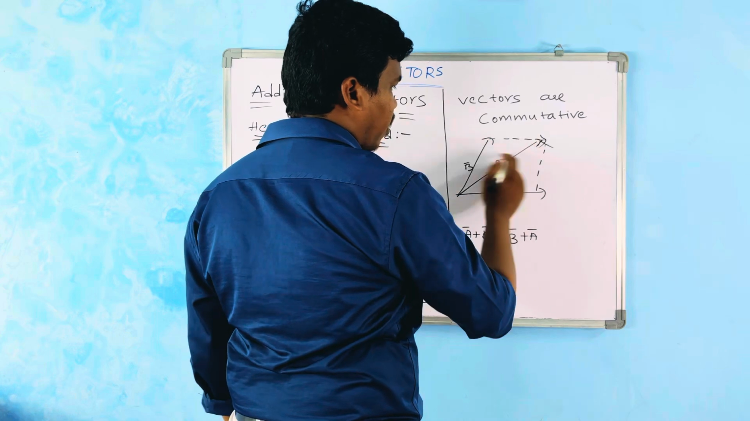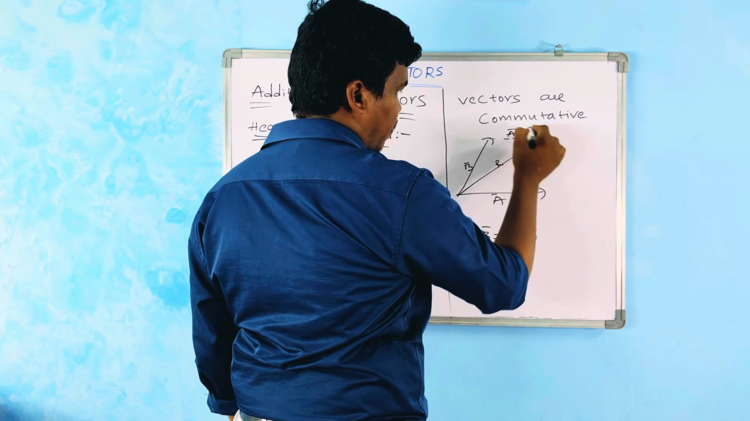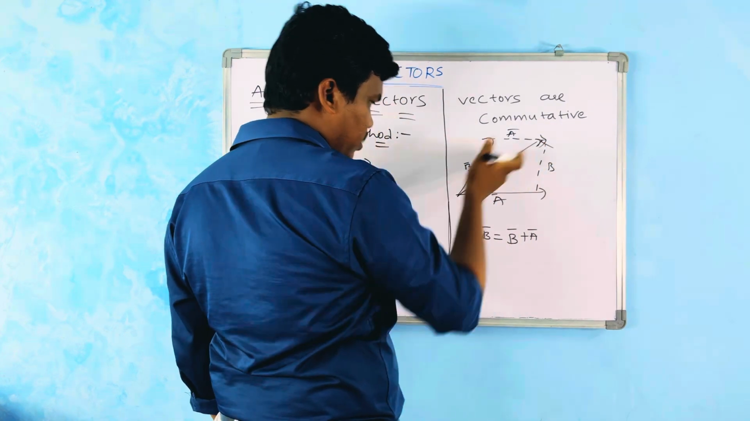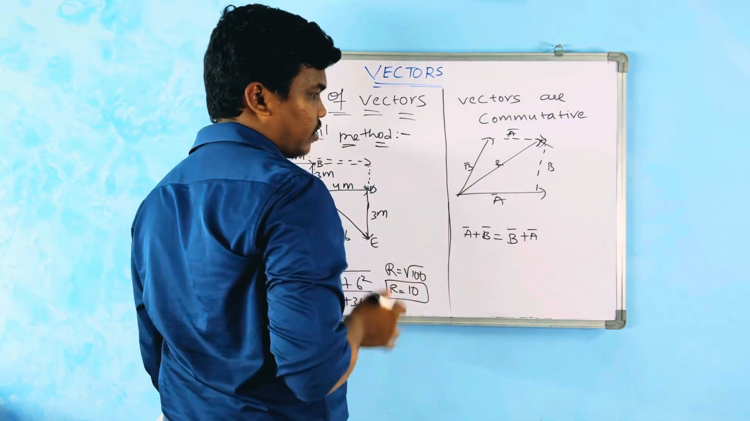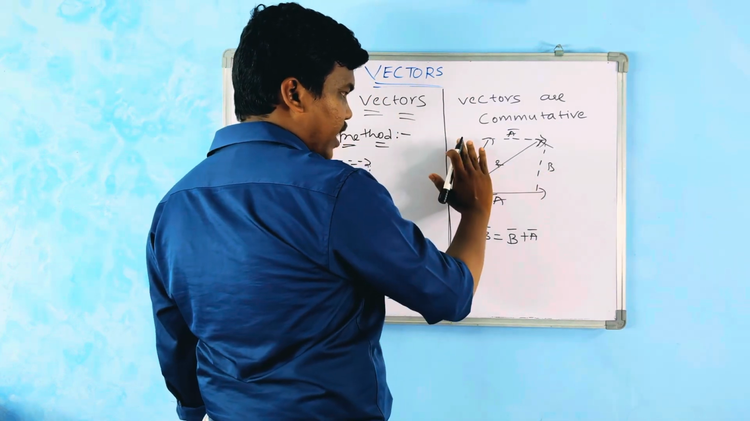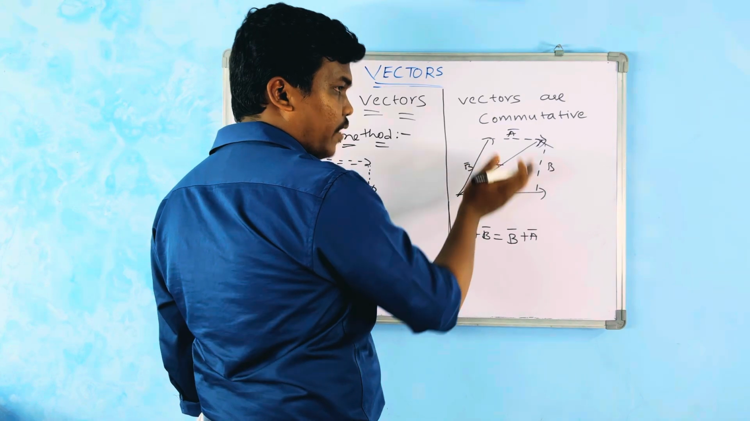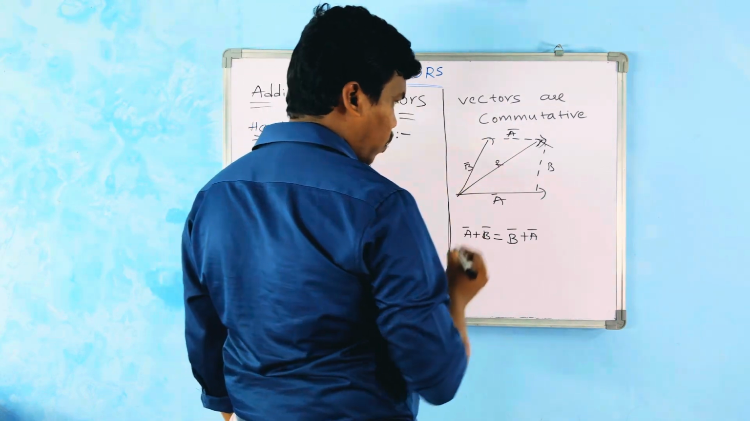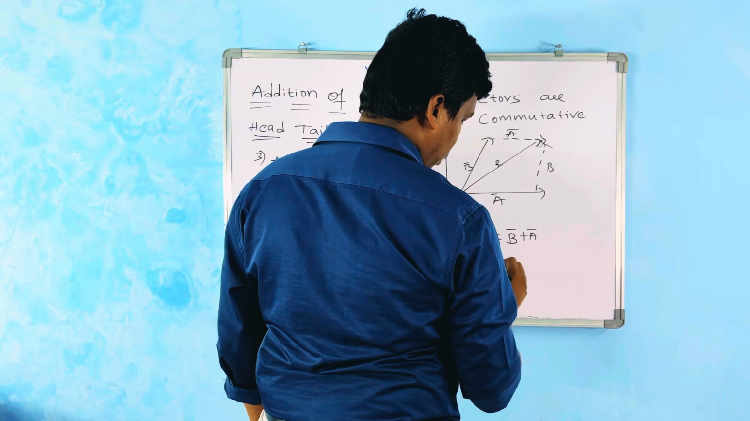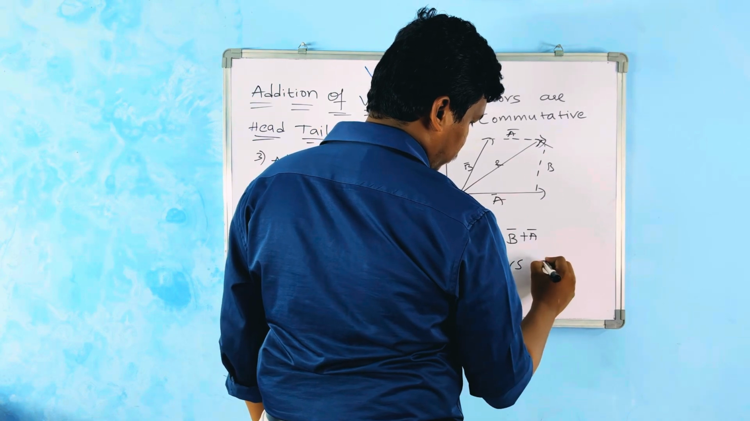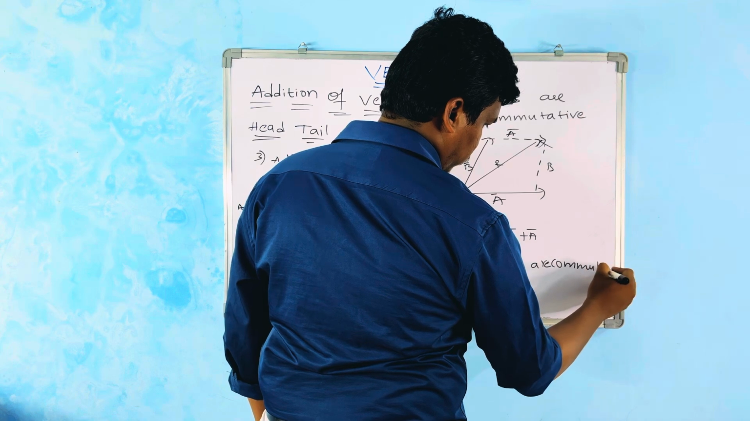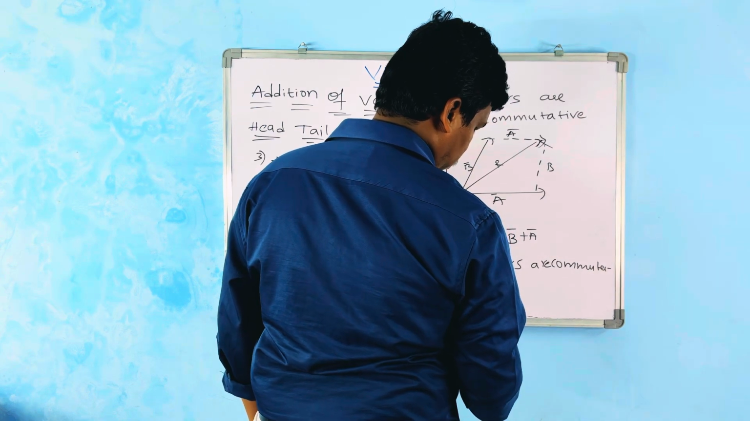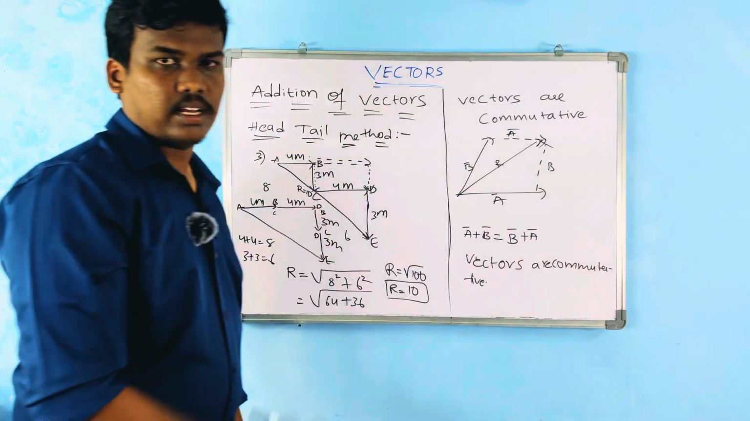What is the resultant of these 2? It is A bar, it is B bar. This is the resultant. Here it is the resultant. So, we get the same resultant if we shift both the vectors parallelly. So, vectors are commutative. That is the answer for this.